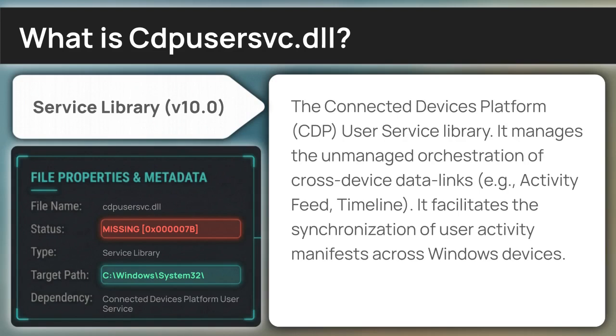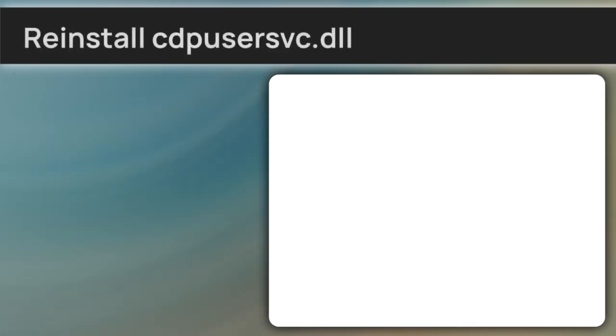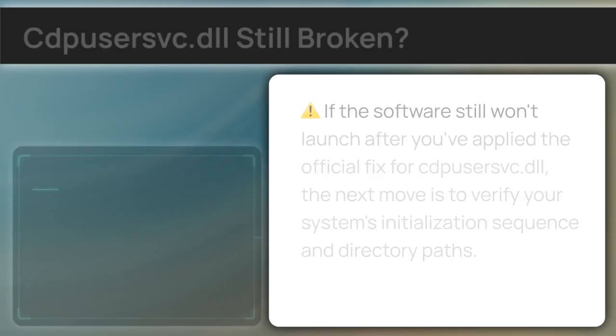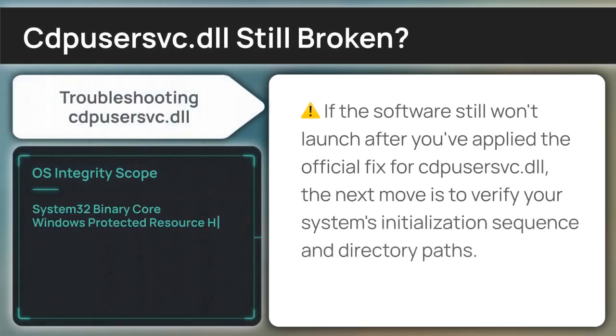Let's transition to the solution, starting with the official Microsoft redistributable. This error typically indicates corruption within the Windows system core. I recommend launching Command Prompt with administrative rights and running sfc /scannow to automatically replace missing or compromised files, such as cdpusersvc.dll. When the primary installation path fails, a more surgical approach to checking your system's environmental variables is required.